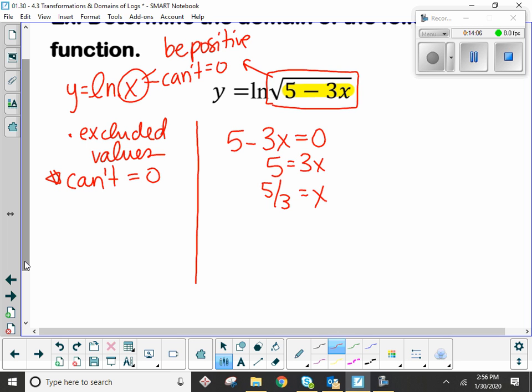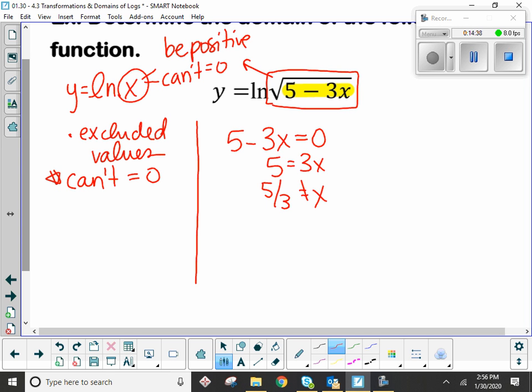That number, if I plugged it in, so imagine you put 5/3 for x. 3 times 5/3 is 15 over 3, which is 5. And then what do I have? 5 minus that 5, which is 0. And then I would take the square root of 0, and I have natural log of 0, which is not defined for 0. So this is one excluded value. We have found one x value that makes the function break.